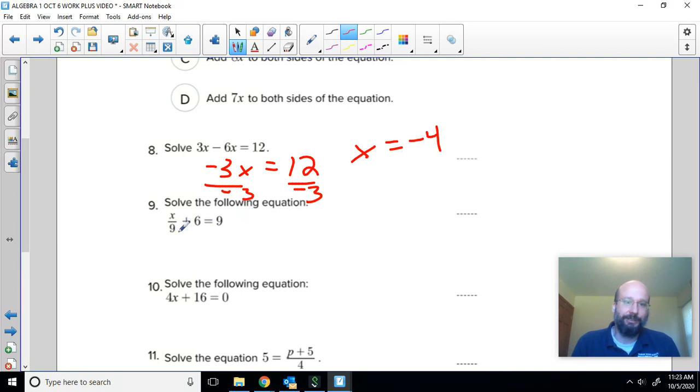Solve the following equation. Same thing, right? This is a little fraction. There's a fraction plus a number equals 9. So we're going to move this plus 6 over by subtracting. That gives us x over 9 equals 3. And now we're going to multiply by the bottom number of a fraction. x equals 27.